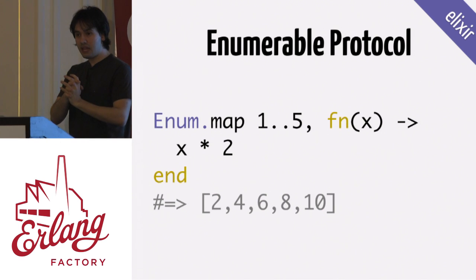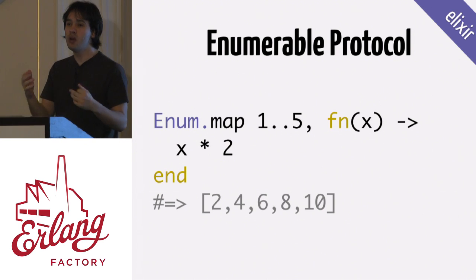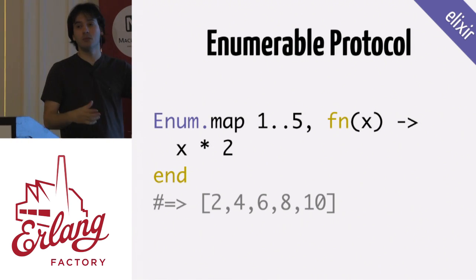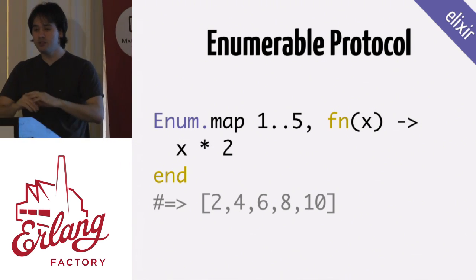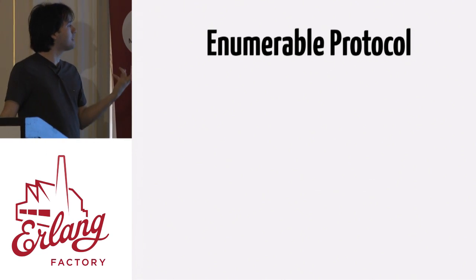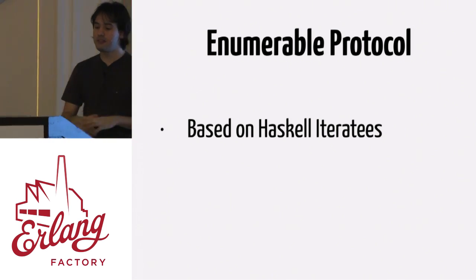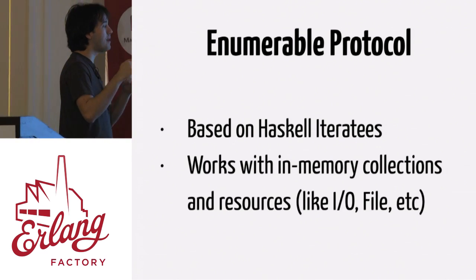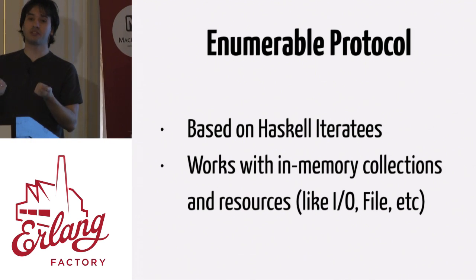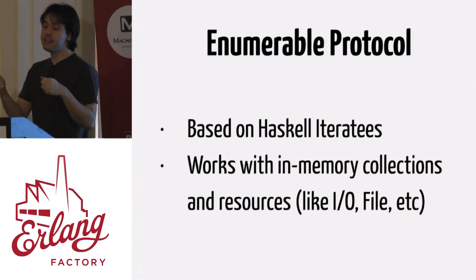Okay, and if you define a new collection, a new abstraction, a special queue, a special array implementation, you can teach the Enum module that comes with Elixir to work with your data types, right? You don't need to re-implement all those APIs. So what is the Enumerable Protocol, right? Internally, it's based on something called Haskell iteratees. And what this means, the fact that it's based on Haskell iteratees, is that it not only works with in-memory collections, like lists, ranges, and so on, but it also works with resources. It can also abstract resources like file, I/O, sockets as collections.